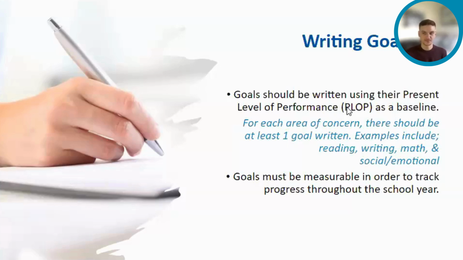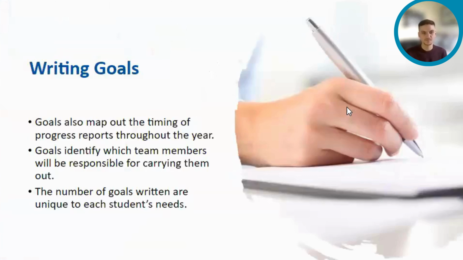Keeping up the theme of this, goals must be measurable in order to track progress throughout the year. In some of the examples that we just showed you a few minutes ago, they were really specific in what progress should look like. So it's identifying, how do we know that we're actually making progress? What is that metric? What are we tracking to identify whether progress is being made? That's the measurable piece.